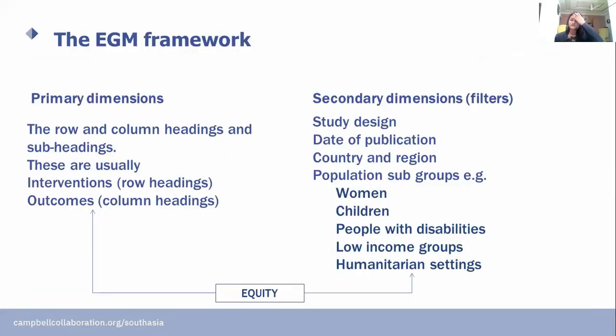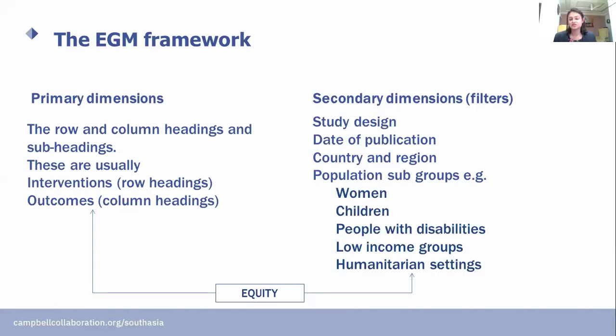Now, if we talk about equity, before I get to that, I would like to mention that for an evidence and gap map, the framework is extremely important. This framework is formed of two dimensions. One is the primary dimensions of the map, and the second is the secondary dimensions of the map. The primary dimensions correspond to your interventions and outcomes, and you can incorporate equity in the primary dimension itself in the form of equity-focused outcomes or specific interventions that are dealing with equity issues.